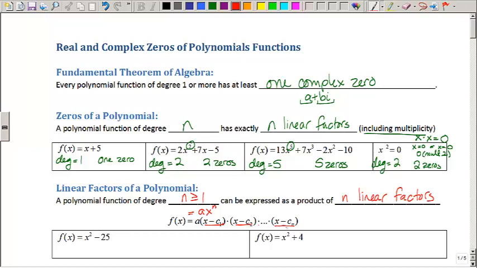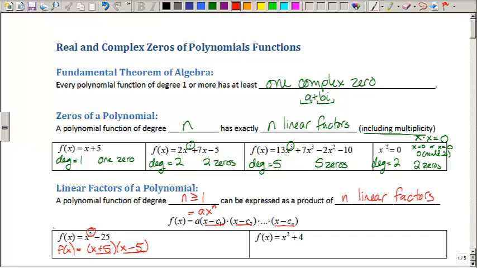Let's just show you how this works. If I have f of x equals x squared minus 25, I can factor that into x plus 5, x minus 5. And I have now factored this polynomial with degree 2 into two linear factors. Now that was a really easy example. Let's try a little bit harder example. f of x equals x squared plus 4.